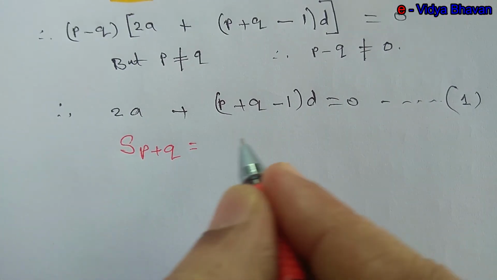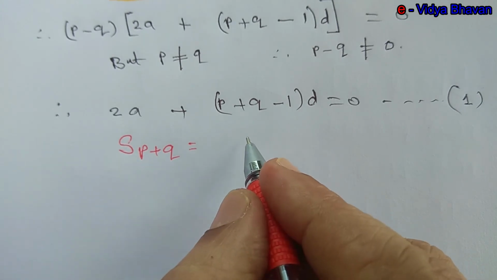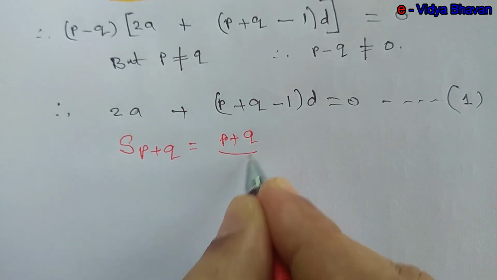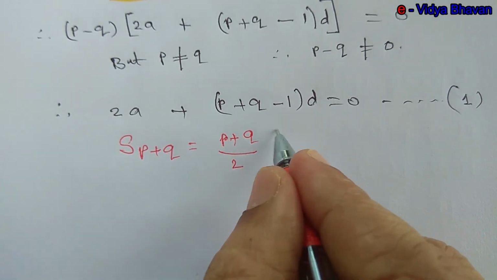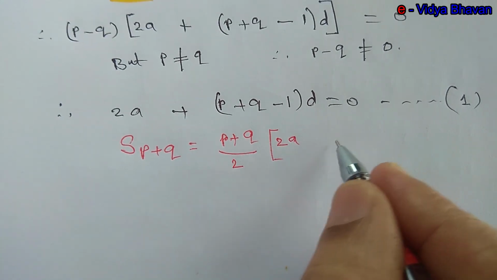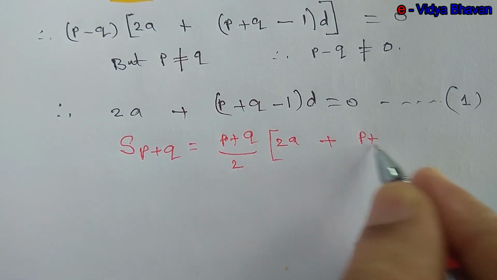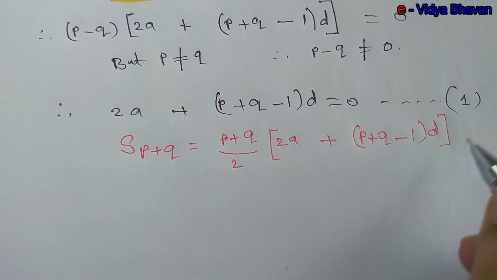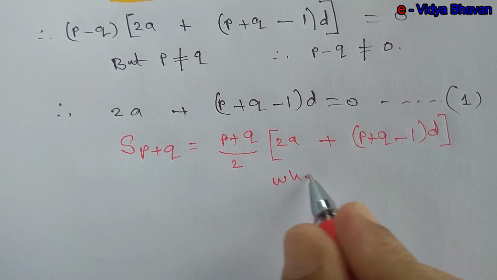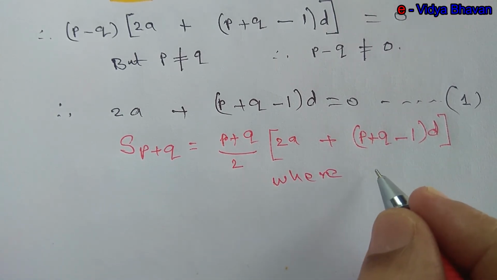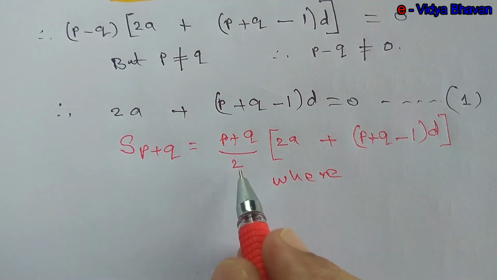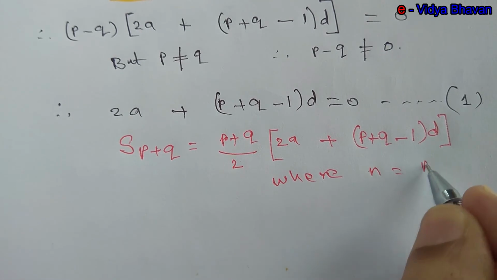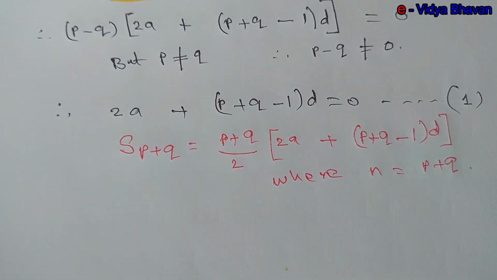S P plus Q. So we'll have in the formula P plus Q upon 2 bracket 2A plus P plus Q minus 1 into D. To make it more clear, here we have used the formula Sn equal to n upon 2 into 2a plus n minus 1d, where n was nothing but p plus q.